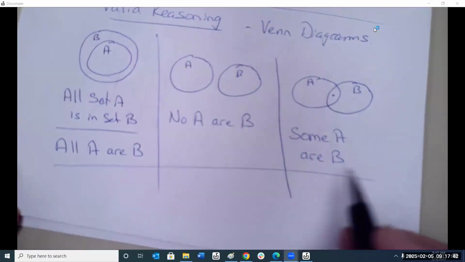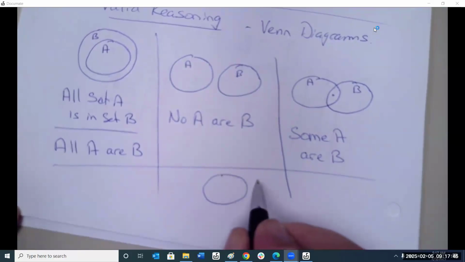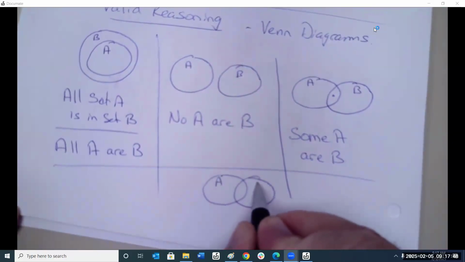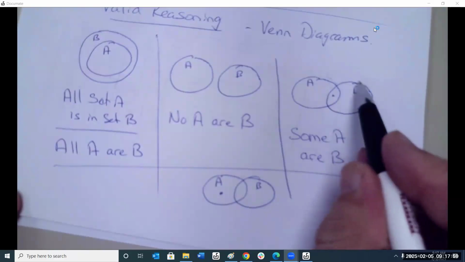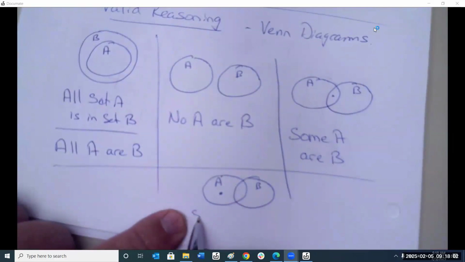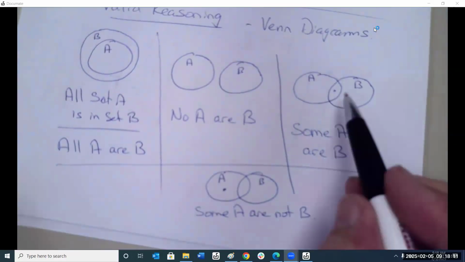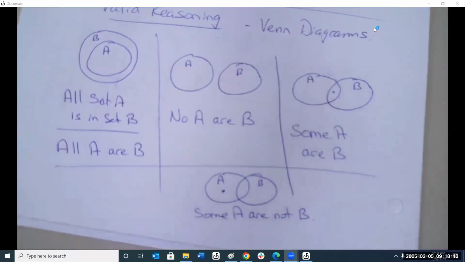And then lastly, here's A, here's B, and we're looking at these numbers. Because some A's are B. This one says some A are not B. If some A are B, then some A's are not B. These are the only possible combinations we can have when we deal with Venn diagrams.